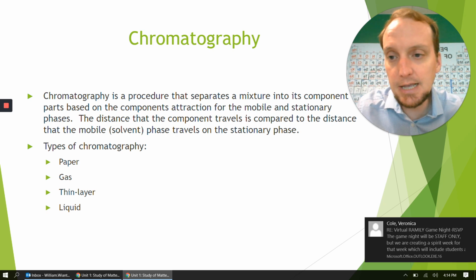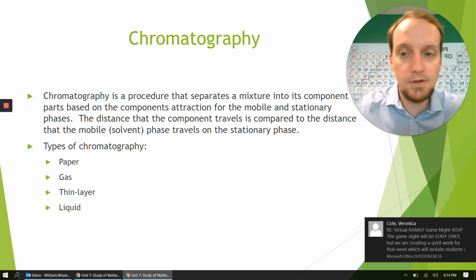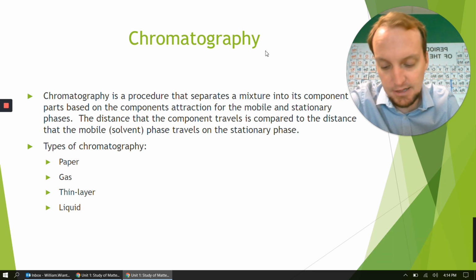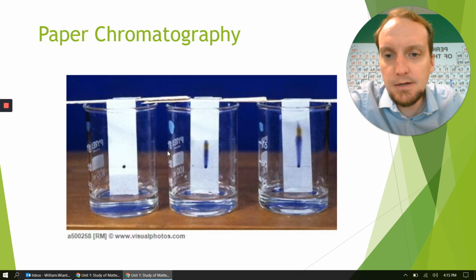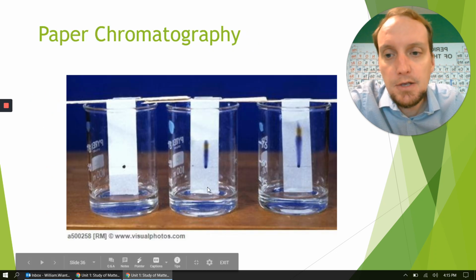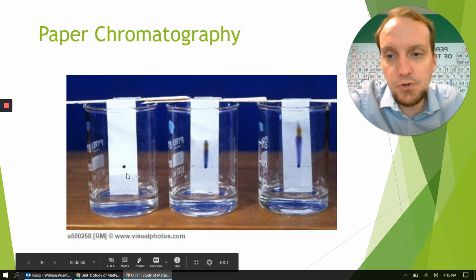There's several different types. There's paper, gas, thin layer, liquid, and many other types that have been developed in the last couple decades. The most common and easy to explain is paper chromatography. So basically what you have here on the left side is the paper.